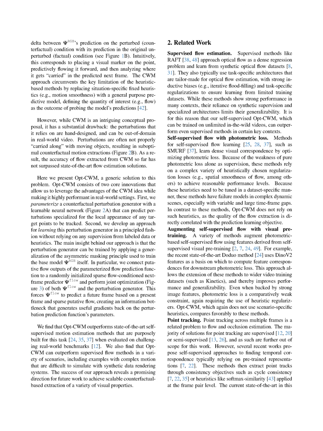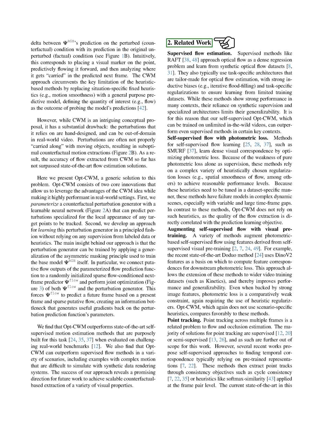Section Summary. In this section, we discuss the importance of accurately estimating scene motion properties for video understanding and introduce our method, Opt-CWM, which enhances counterfactual world modeling by using a learnable perturbation generator to improve flow and occlusion estimates without relying on heuristics. Our approach outperforms existing self-supervised and supervised methods, demonstrating its effectiveness in real-world scenarios and paving the way for scalable extraction of various visual properties.